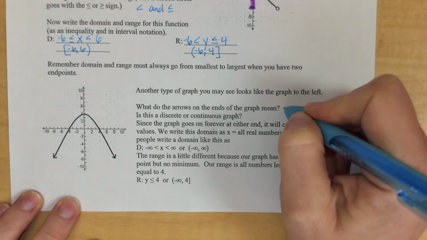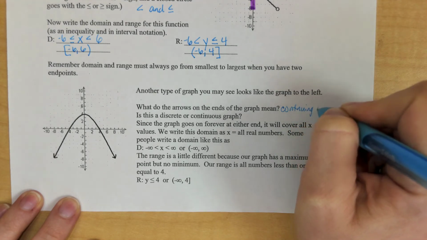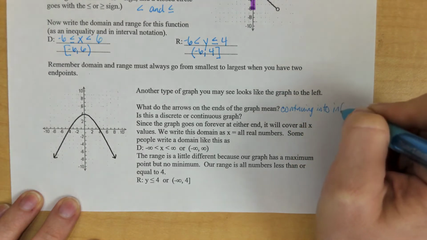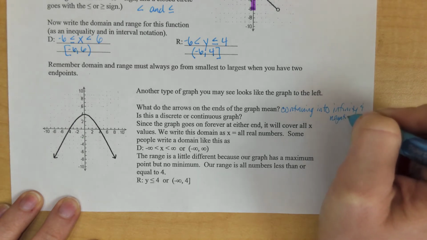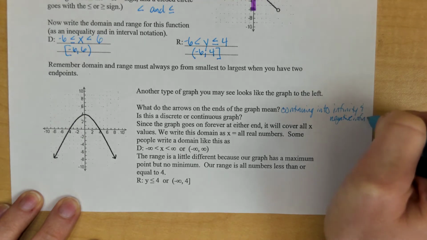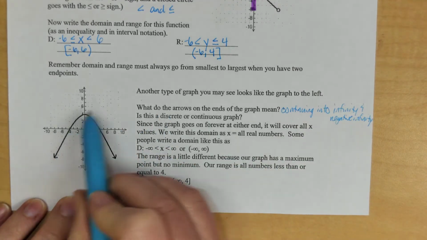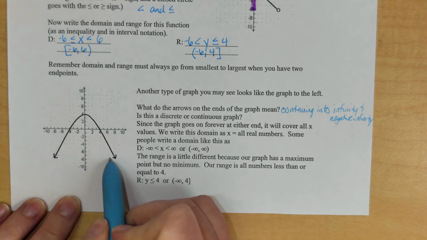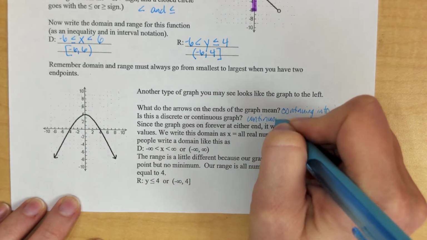Okay, that means it's continuing into infinity and negative infinity. Okay, it's going on forever. That's what those arrows mean. So the question is, is this a discrete or a continuous graph? Well, the dots are all connected, so this is a continuous graph.